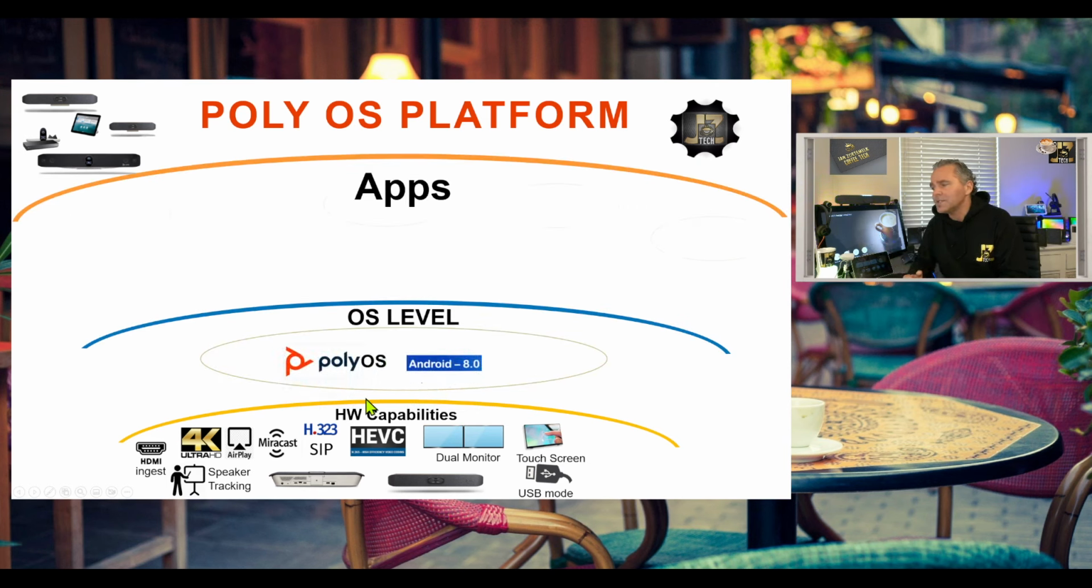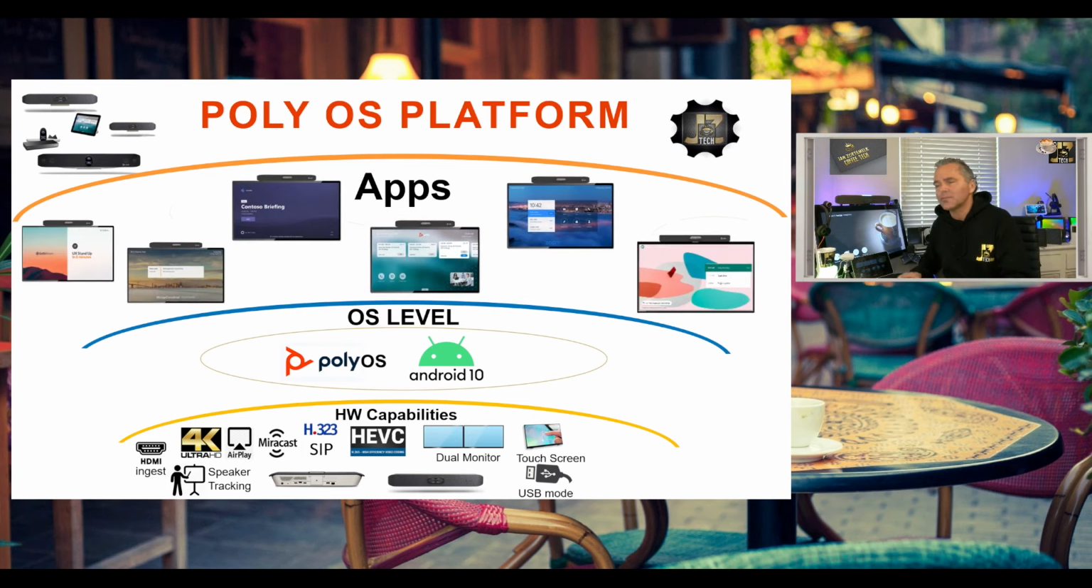Now, the next step is the operating system level. This is what we call PolyOS. Today this is based on Android 8.0. I think that's a very important one. With the upgrade to 4.0, this layer will be Android 10, the latest and greatest appliance-based version. On top of that, we have all the different applications, and the user will experience those different applications. So before we get started, it's good to know how the whole PolyOS platform is built up from scratch.